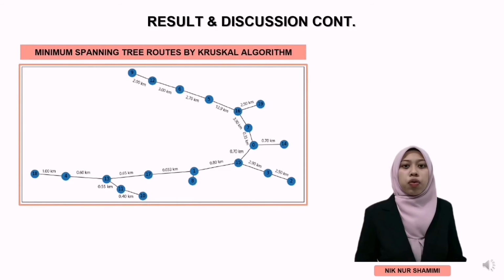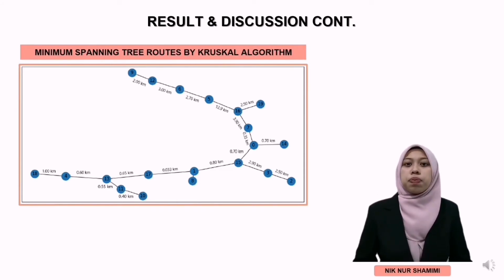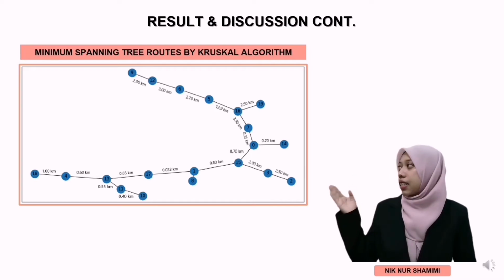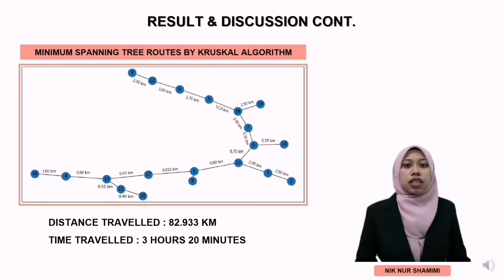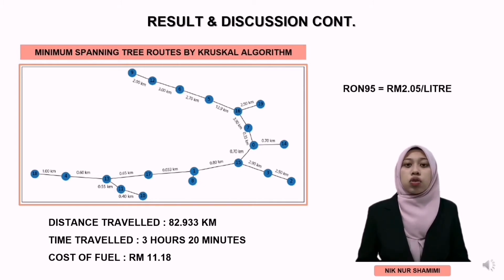To obtain the result, Python software was utilized in model computation. The distance between the 20 places was input into the Python software. Hence, the result generated from the Kruskal algorithm was used to construct the minimum spanning tree, which is obtained as this. As we can see, this is the minimum spanning tree route using the Kruskal algorithm. The total distance traveled is 82.933 kilometers. The travel time is 3 hours and 20 minutes, while the cost of the fuel is 11 ringgit and 80 cents. For the fuel, we use RON95, which is priced at 2 ringgit and 5 cents per liter at the moment this study was carried out.